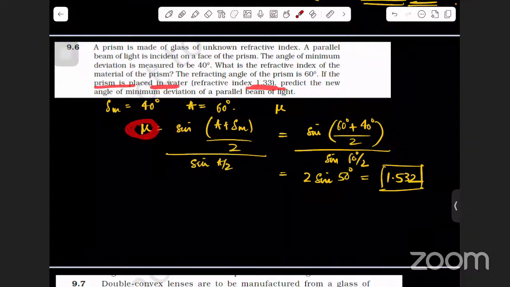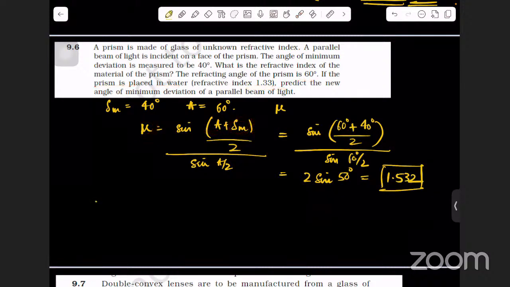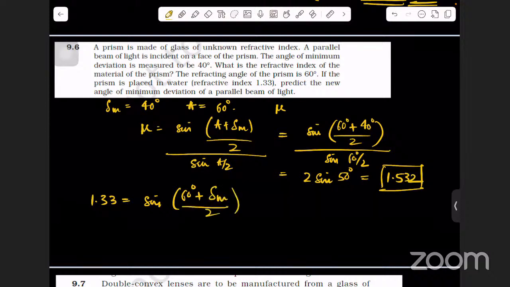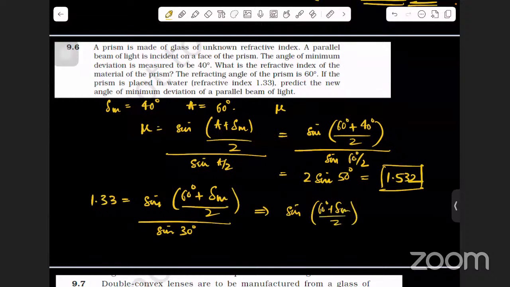Pretty easy, right? Now, if the prism is placed in water with refractive index this, we have been given this, predict the new angle of minimum deviation. We have been asked this value again, right? We know this A is the same, 60 degrees, right? So again, we'll write the same thing, 1.33 equals sine of (60 plus angular minimum deviation) upon 2 divided by sine 60 upon 2, which is sine 30, right? So sine of (60 plus Dm) by 2 is 2 times 1.33.